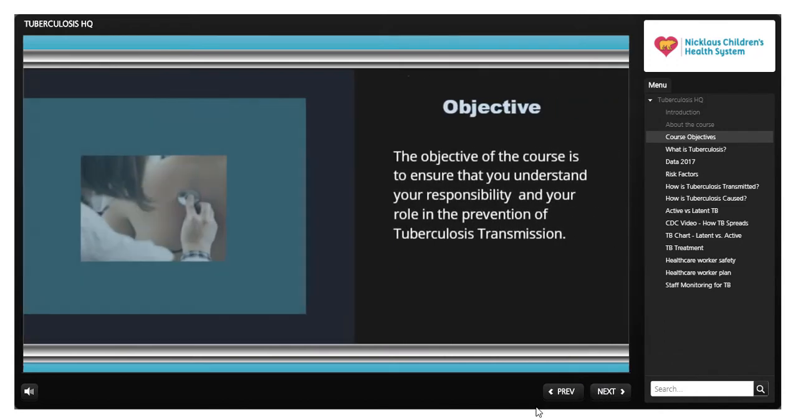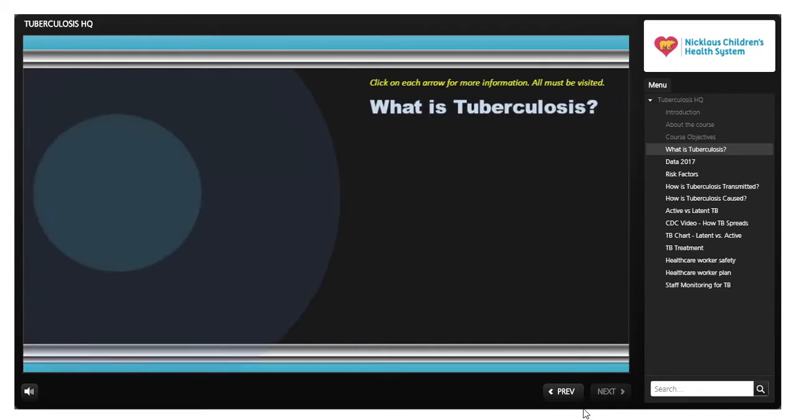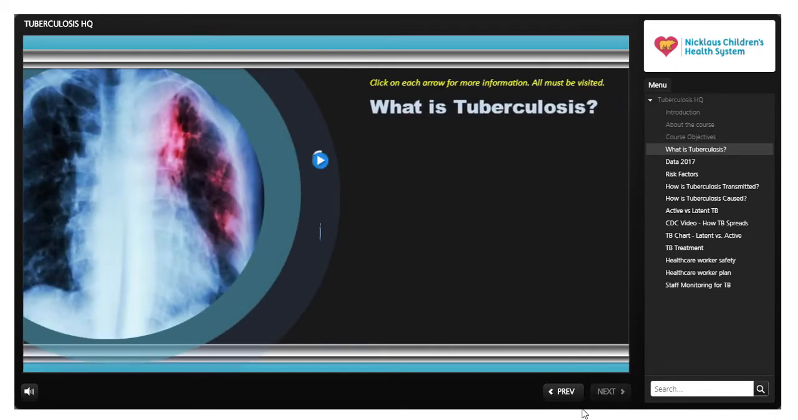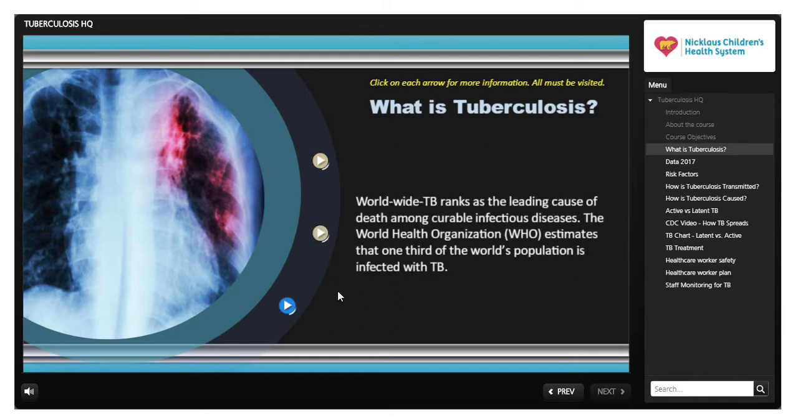The objective of the course is to ensure that you understand your responsibility and your role in the prevention of tuberculosis transmission. What is tuberculosis? Tuberculosis is an infectious disease that usually attacks the lungs, but can involve other parts of the body. Worldwide TB ranks as a leading cause of death among curable infectious diseases.